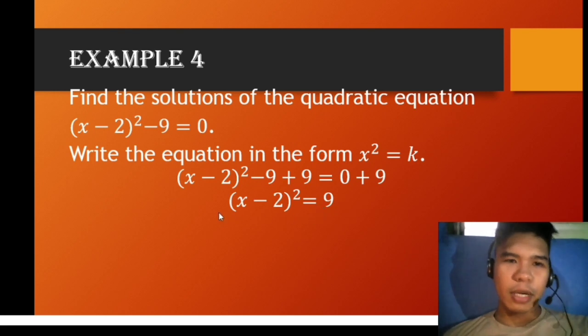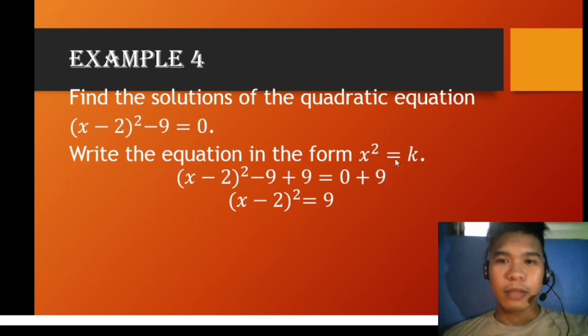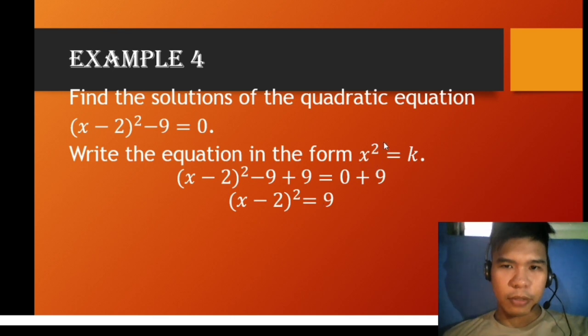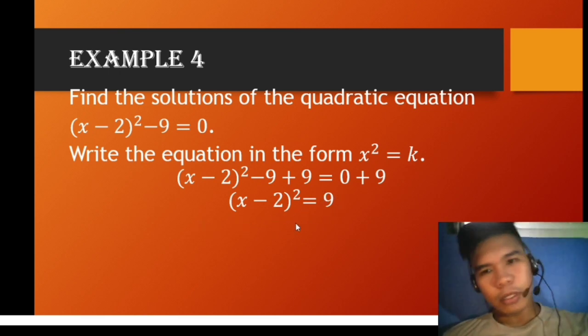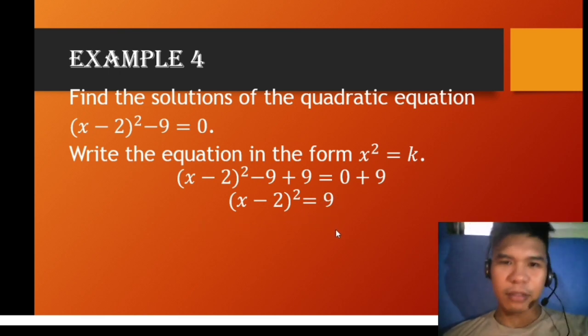So as you can see here, this particular given is already in the form x squared equal to k. The only difference is that the whole x squared here, which is the quadratic term, is represented by a binomial. So this will become x minus 2 quantity squared equal to 9. So this particular condition is now ready for extracting.